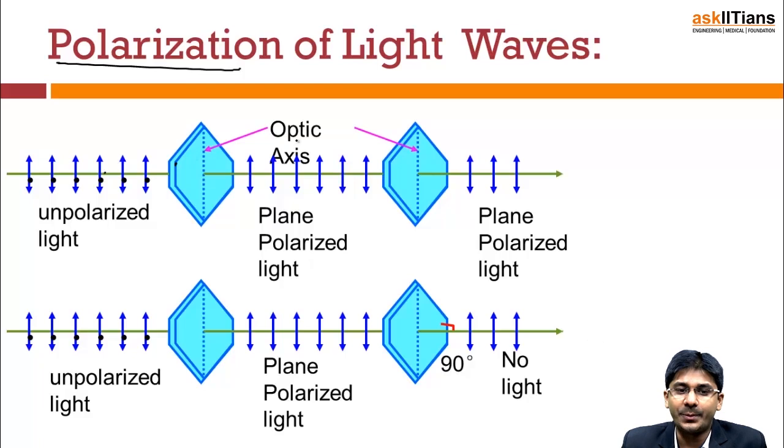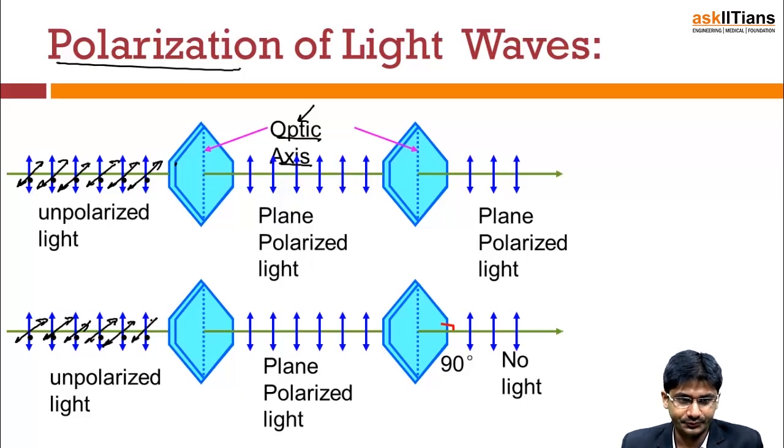So what will happen? This is the optic axis. Now what is the optic axis? The optic axis is the direction which allows light of that direction to pass through. Light means electric field. It has both vibrations, this and this. Now it has vibration like this or like this. When it tries to cross this, it can only pass through this. This is the property of this material, and such materials are called polarizers.